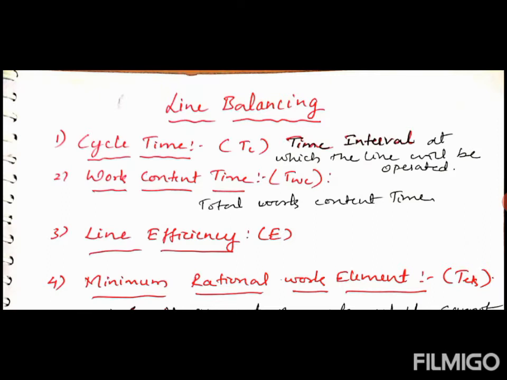Line balancing, why we need it: when a part is being passed in a production line, it will be passed through different machines. One machine will take different time compared to another machine. Hence, to calculate the total time required for a part to come out, it has to pass through some of the machines.